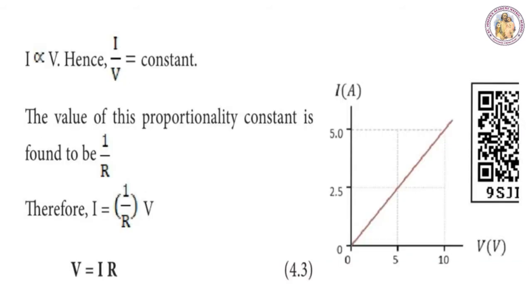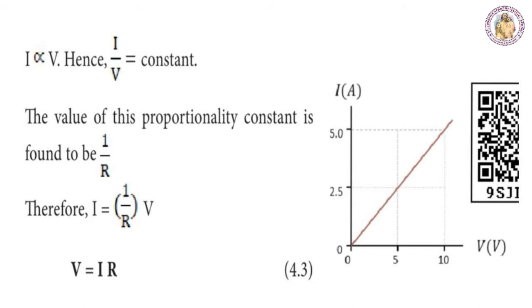Here, current is directly proportional to potential difference. Hence, I by V is equal to a constant. The value of this proportionality constant is found to be 1 by R. So, to remove the proportionality, we add the constant 1 by R. Therefore I is equal to 1 by R into V. Finally, we get V is equal to IR. Here R is a constant for a given material, say nichrome, at a given temperature and is known as the resistance of the material.